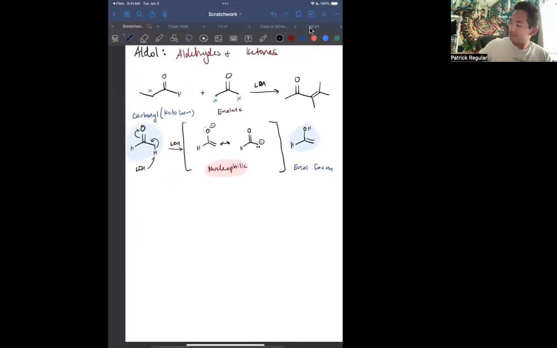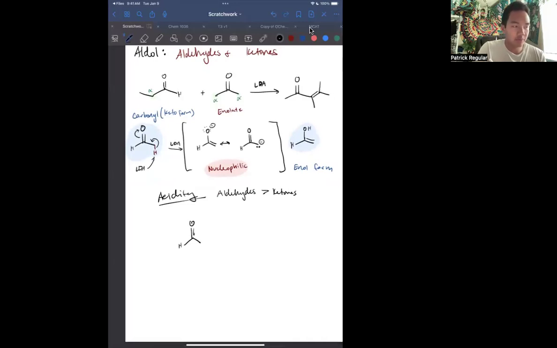For acidity, aldehydes are more acidic and more likely to be nucleophiles than ketones. And let's draw it out. So if we have an aldehyde, let's bring back that ethanol.